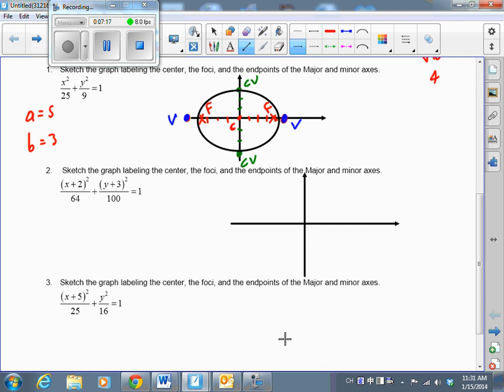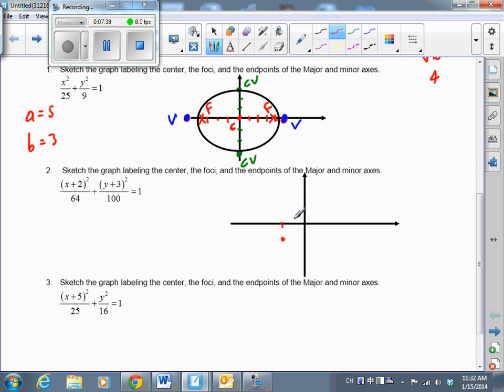-2, -3. It's always the opposite sign of what's inside the parenthesis. So, from here, I would go ahead and put the center at -2, -3. So, you go ahead and plug that center in. What's the equal 1? It's always equal 1. That's the form. All right, I assume that's -2, -3, okay?